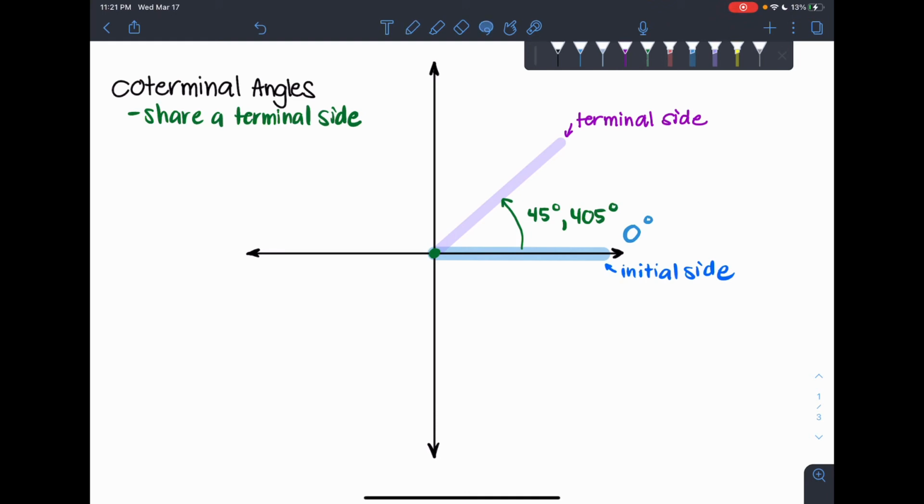How did I get there? By going a full 360 plus an extra 45. Since 45 degrees and 405 degrees share a terminal side, we call these angles coterminal angles.